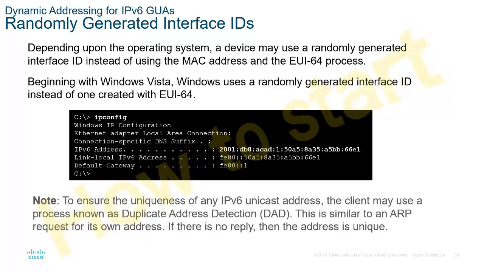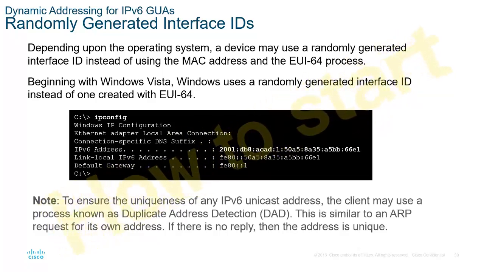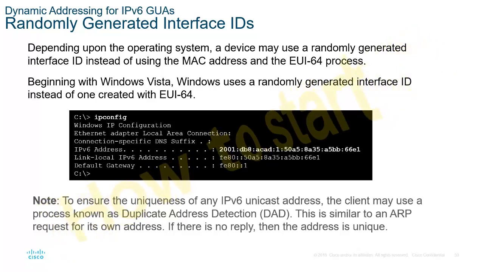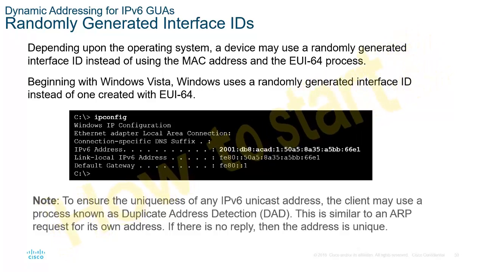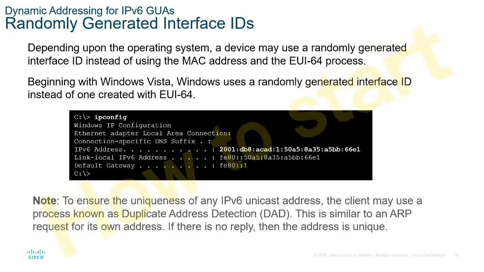Beginning with Windows Vista, Windows uses randomly generated interface IDs instead of EUI-64. Keep in mind that IPv6 does have duplicate address detection. This is very similar to ARP in IPv4, to verify that no two devices have the same global unicast address, or that there are not duplicate link local addresses on the same local network.